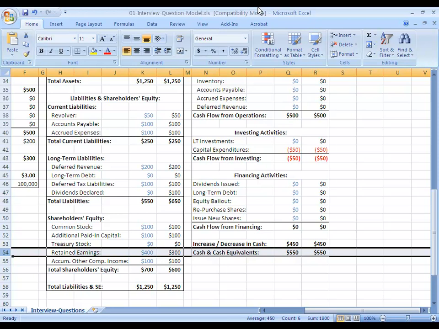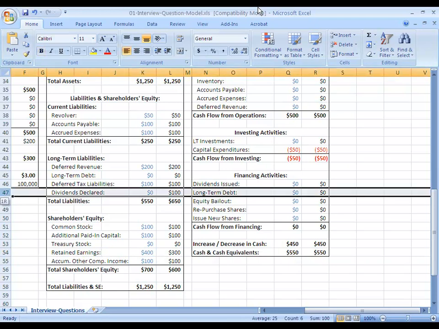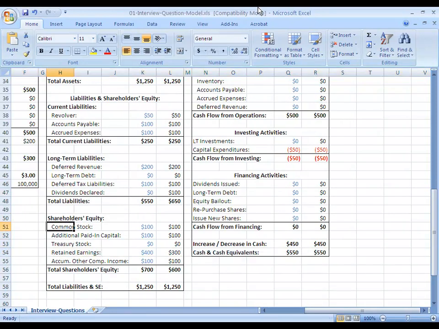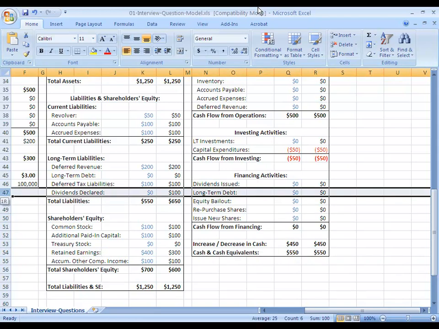Now we haven't actually paid them out yet, but this dividends declared line item is telling us that we're going to have to pay them at some point in the future. So we're going to deduct them from our retained earnings balance right now. And so that's why retained earnings goes down to balance the dividends declared line item right here.